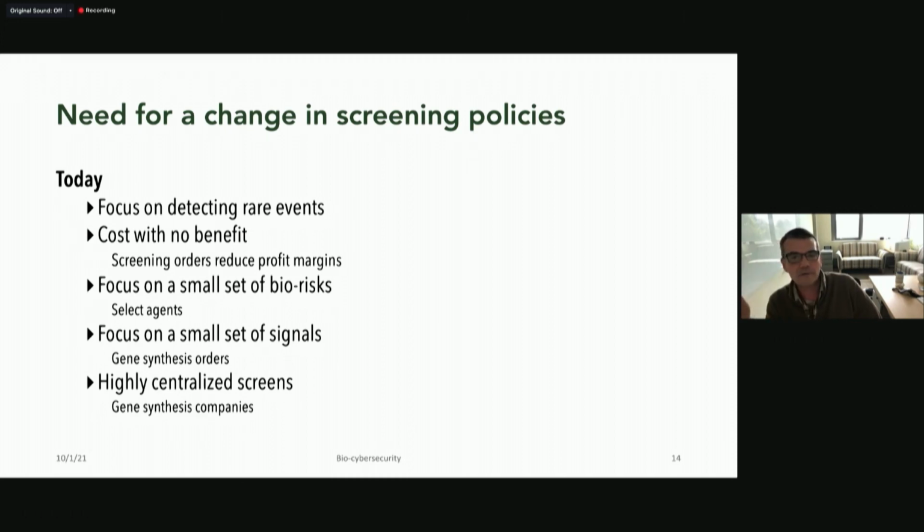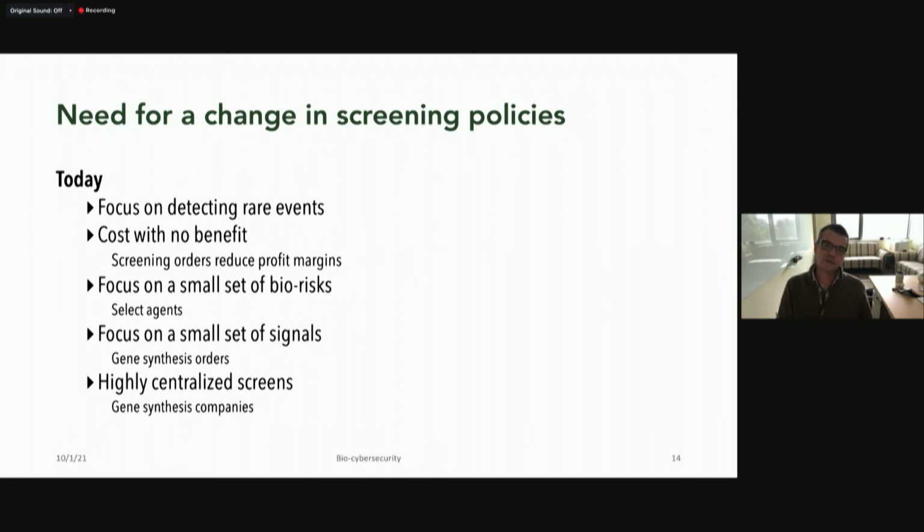Also, somehow the gene synthesis industry has been tasked with performing those screens, but it's not their job. Their job is to make DNA, not to do biosecurity screens. And for them, it's just a cost that eats into their bottom line. So they actually have a financial incentive to limit that expense as much as possible.